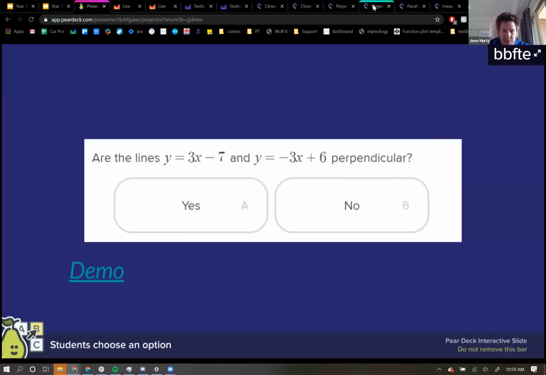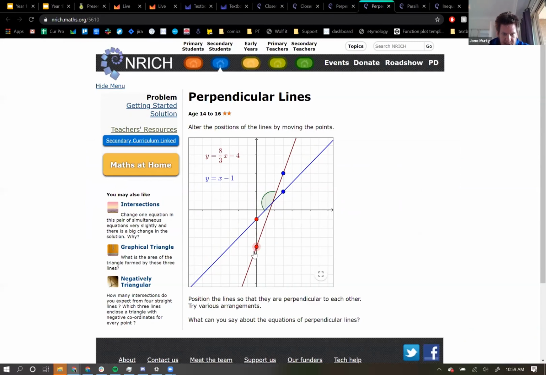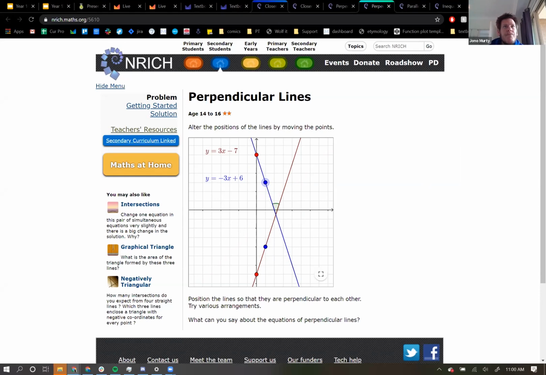Let's just use this. y equals 3x minus 7. Let's go down here to minus 7, go across 1, up 3. And then we had minus 3x plus 6. It doesn't look like they're going to be perpendicular at all. They're both rather steep, and they're not perpendicular.